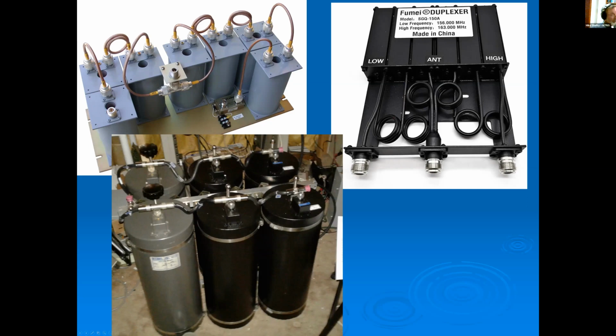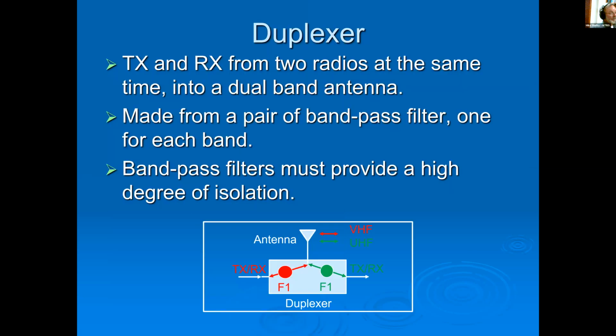Another really neat type of duplexer. This is a type of duplexer that allows you to transmit and receive from two radios at the same time into a dual band antenna. Got to get your head around that one there. It's a lot of words. Okay, it's made from a pair of bandpass filters, one for each band. Bandpass filters must provide high level of isolation.